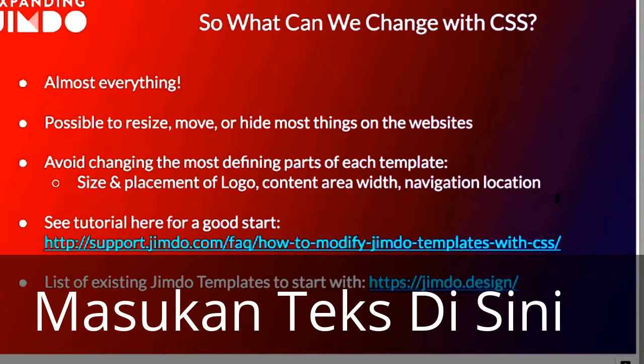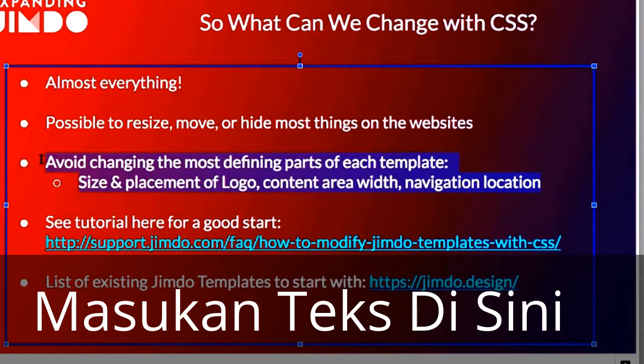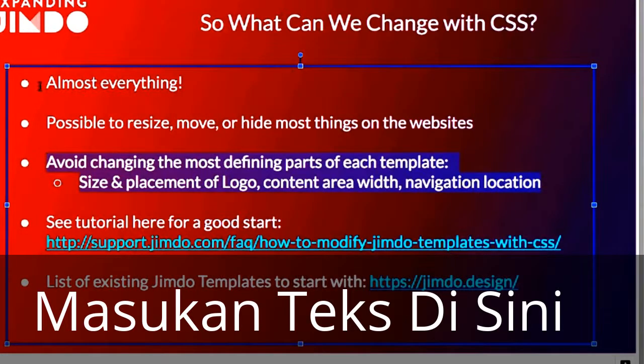So you can pretty much resize, move, hide most things on the website. The things that I would avoid trying to do are right here. Don't try to change the template from what it actually is. There's main things that make up a Jimdo template, and that's the size and placement of the logo, where the navigation exists, and then the content area width. Those are the things I would recommend not doing that. If you need to change those things, I would actually start by looking for a different template to begin with.